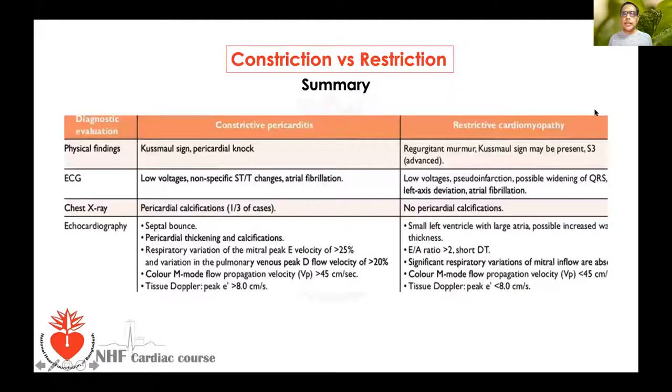Regarding constrictive pericarditis and restrictive cardiomyopathy, in physical signs there is not much difference because Kussmaul sign may also be found in restrictive cardiomyopathy, but pericardial knock is not present here. ECG is always a non-specific finding, but here it may show features of pseudo-infarction, low voltage of QRS complex, left axis deviation. On chest X-ray, one-third of cases may show calcification, and here there's no calcification. Mainly all other differences are echocardiographic, which Professor Kuhinhock has already shown very elegantly. So all main differences between constriction and restriction are echocardiographic.